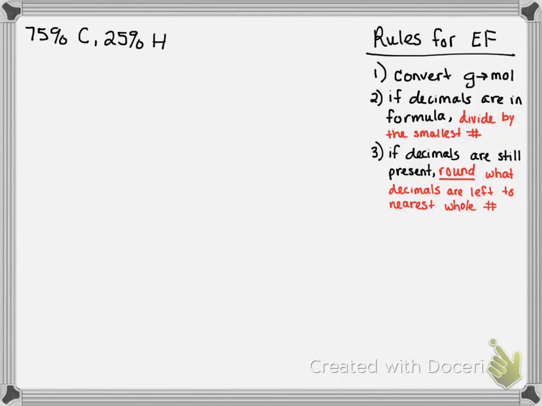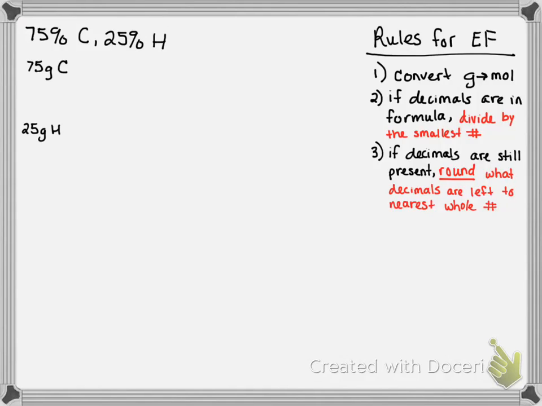Now if you look here, what we're given is 75% carbon and 25% hydrogen. Well, essentially because our percents add up to 100, what we can do is just assume that we have a 100-gram sample. And so whatever our percents are, that's going to be the same number of grams in our sample. So we have 75 grams of carbon, and we have 25 grams of hydrogen.